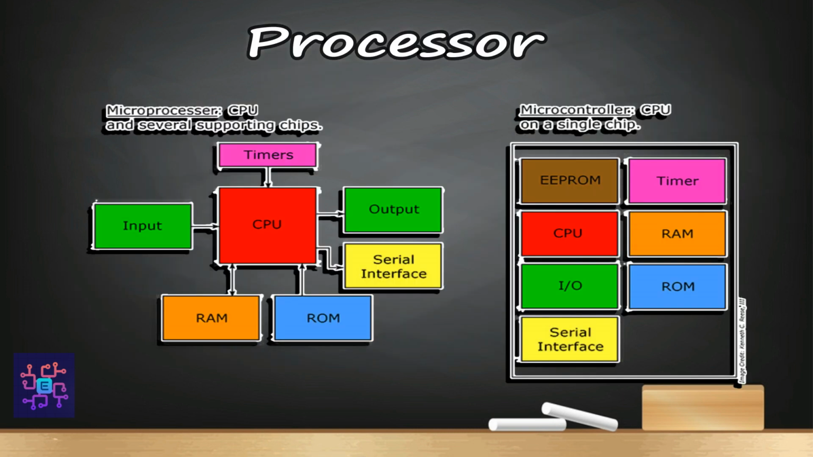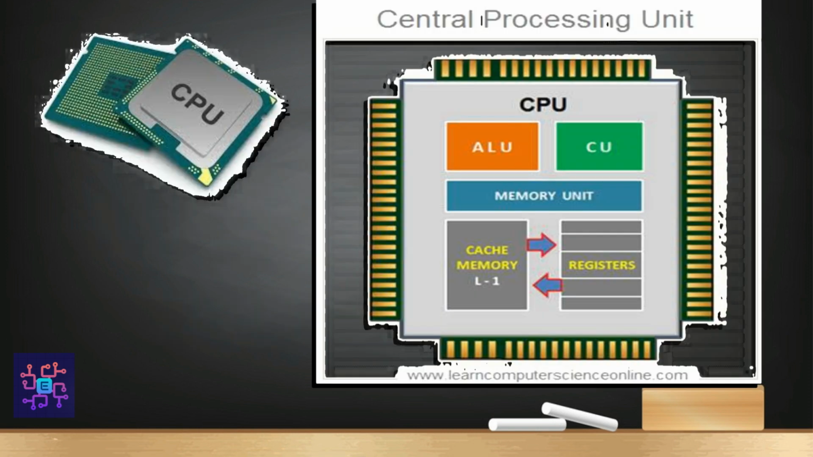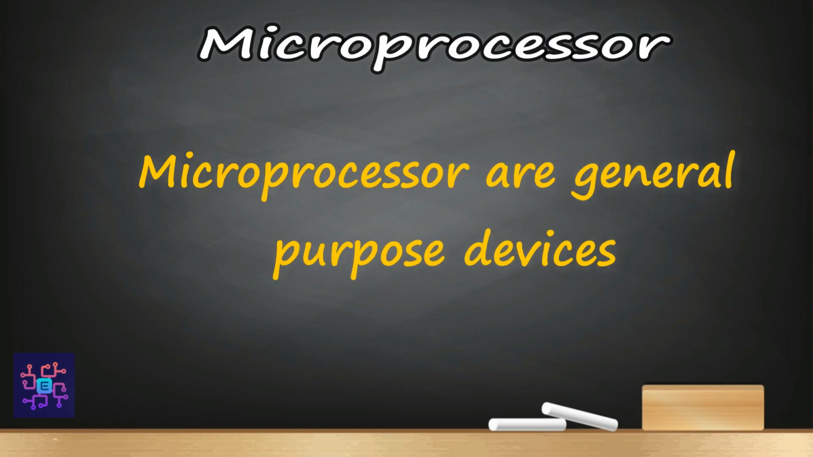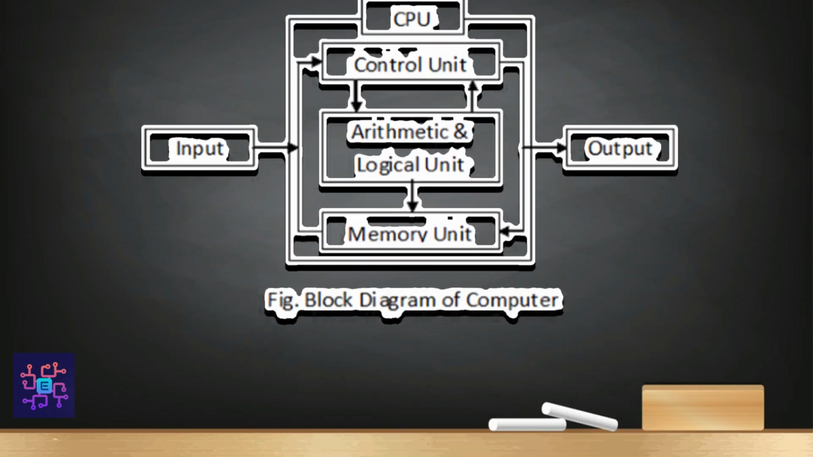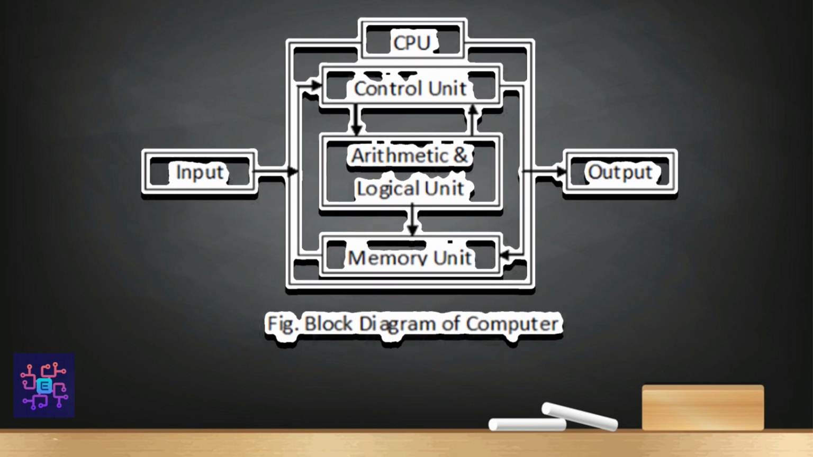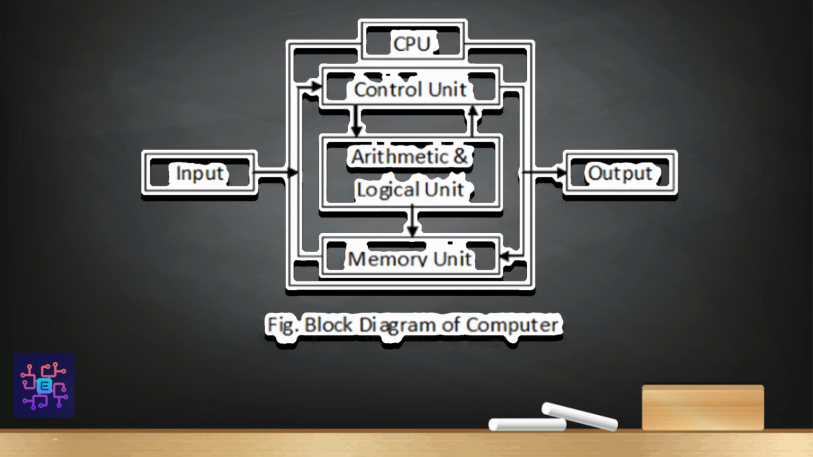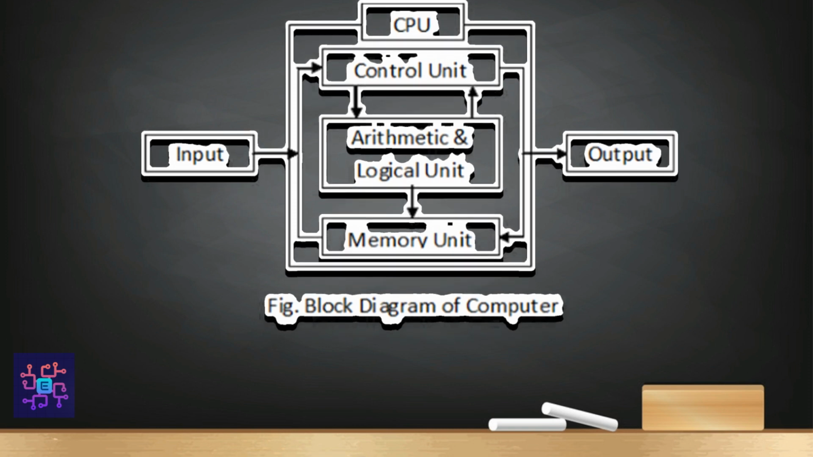The third component is the processor. A microprocessor is a CPU that is compacted or fitted into a single chip semiconductor device. The microprocessors are general purpose devices that are suitable for many applications. The microprocessors basically contain the ALU, that is arithmetic and logical unit, and CU, that is control unit. We will have a look at it in the later part of the series.